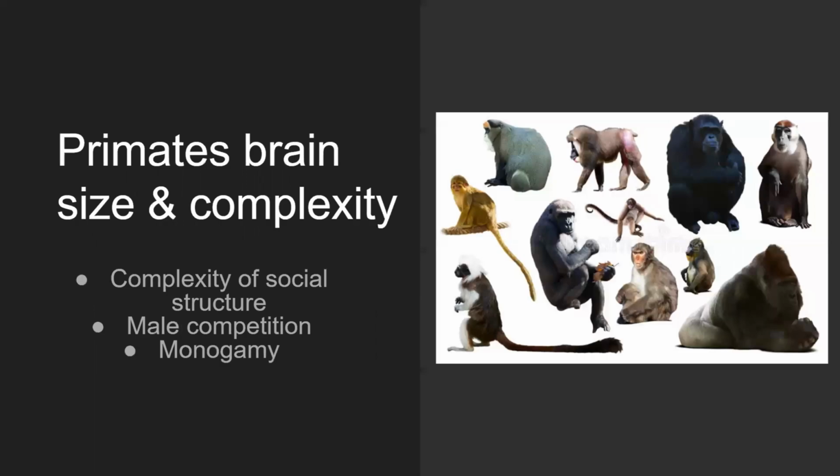When it comes to primates, this is a big thing with brain size and complexity. However the social structure of their population works when it comes to male competition for females, it could increase the complexity and sizes of their brains. A lot of these primates specifically rely on monogamy. The more monogamous relationships they have, the bigger their brain size and their complexity in the social structure.